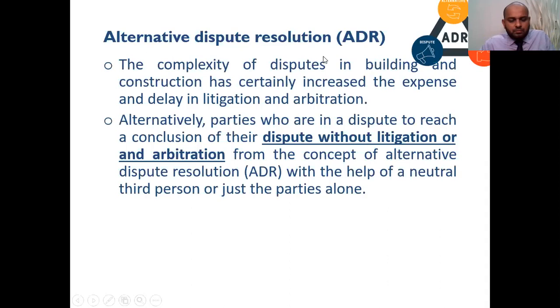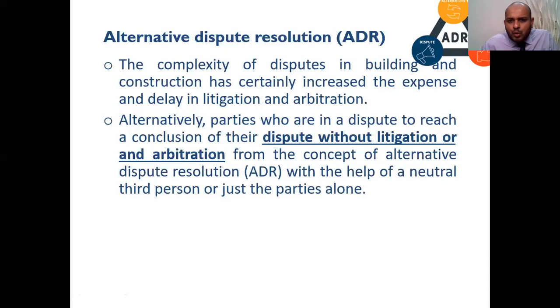Alternatively, parties in a dispute can reach a conclusion without litigation and arbitration. This is the concept of alternative dispute resolution, with the help of a neutral third party, though that is not necessary, or just the parties alone. If they can make this kind of arrangement rather than going to litigation and arbitration, they can save a lot of time, money, and goodwill between both parties.